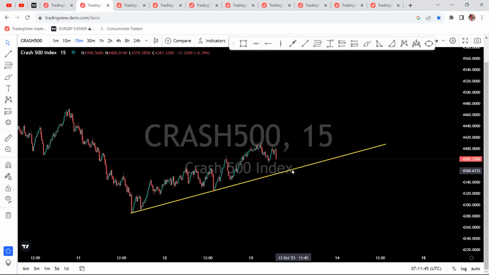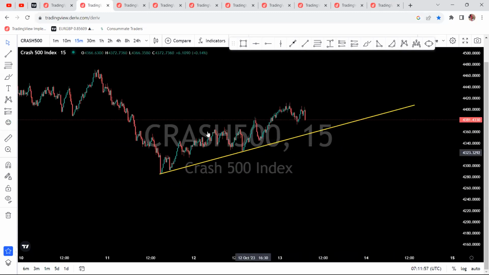But if we insist on crossing this area, then I am down. I am biased. My bias is down. I'll start looking for opportunity to spike the market more downward. That is for Crash 500. It's as simple as that.